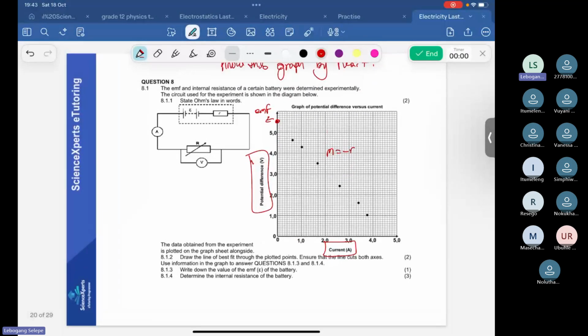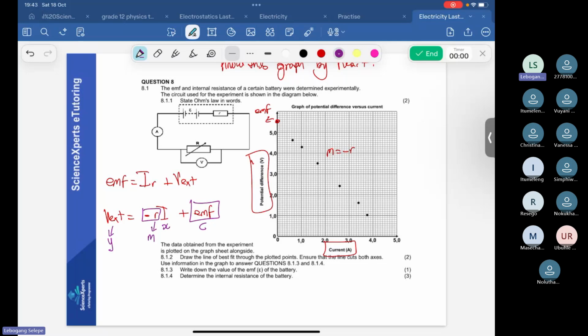And you know how we got here, right? Because EMF is equals to IR plus V external, making V external the subject of the formula. V external is equals to negative RI plus EMF. So this would be Y, this would be M, this would be X, this would be C. So our M is negative R, our C, which is the Y-intercept, is EMF.